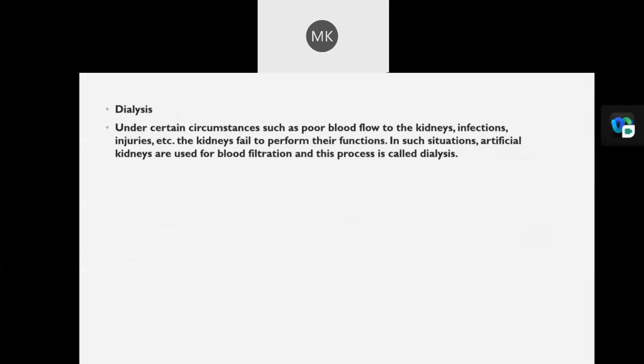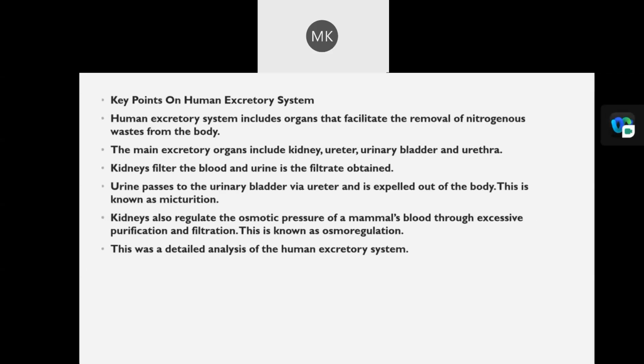Dialysis. Under certain circumstances, such as poor blood flow to the kidney, infection, injuries, etc., the kidneys fail to perform their functions. In such situations, artificial kidneys are used for blood filtration. This process is called dialysis.